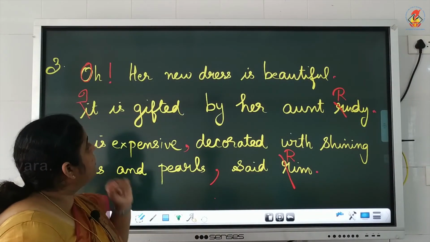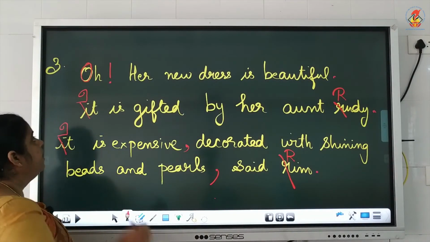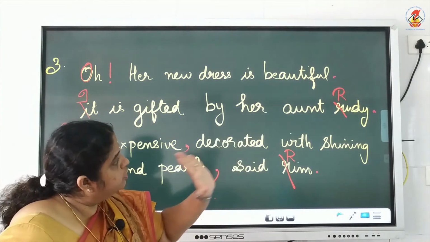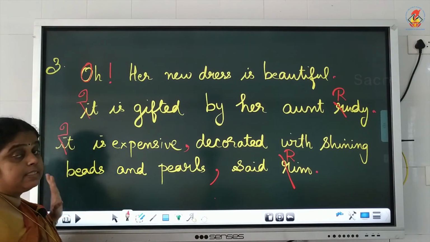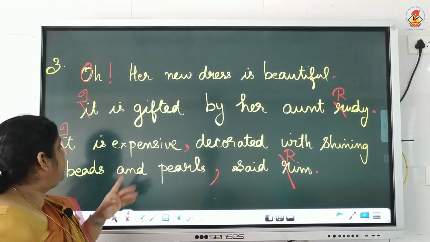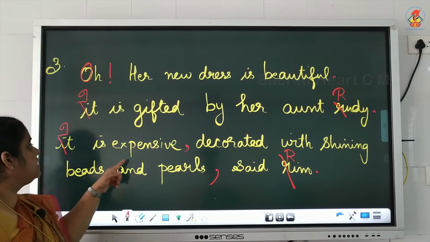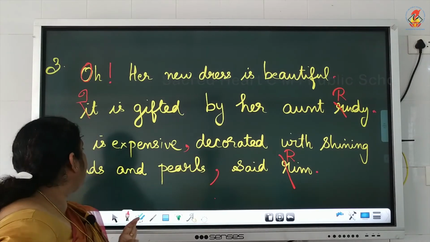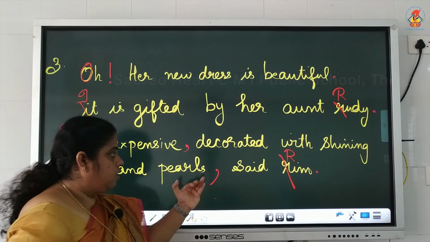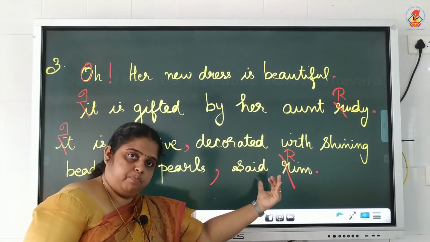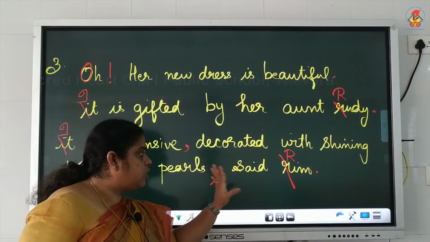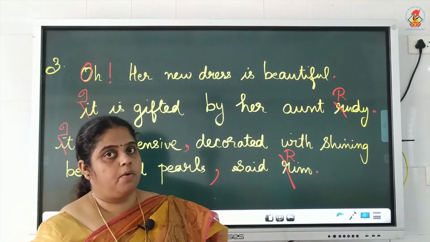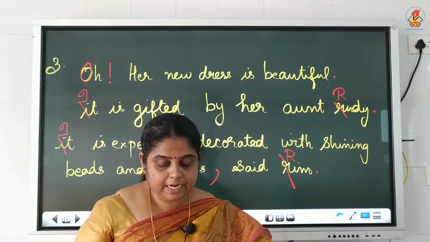Oh, her new dress is beautiful. Full stop. It's gifted by her Aunt Rudy. The sentence is over. Full stop. Capital R. Rudy is the name of a person. So, capital R. It is expensive. I is capital letter, comma, decorated with shining beads and pearls, comma, said Rim. Sentence is not yet over. There is a stop here also. Said Rim and the full stop. I hope all of you got that also.